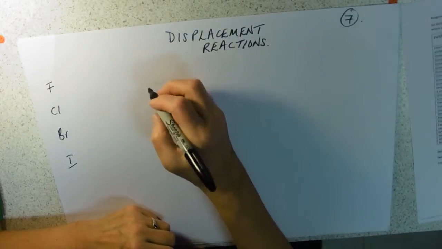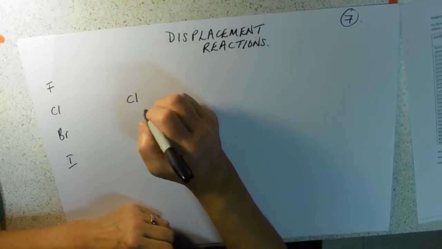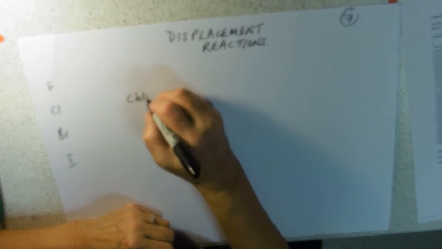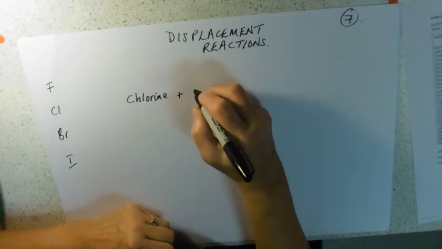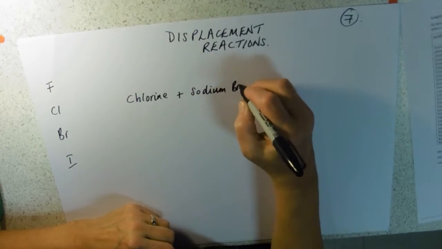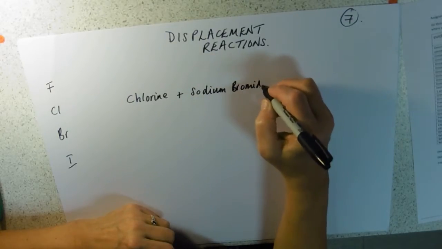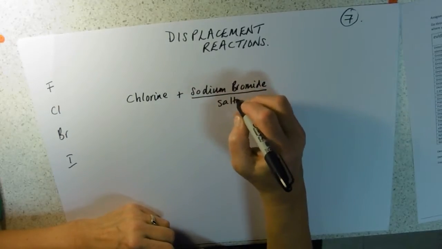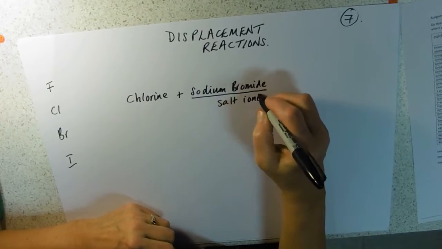So for example, if we react chlorine with sodium bromide, so that's the salt, so this is an ionic compound.